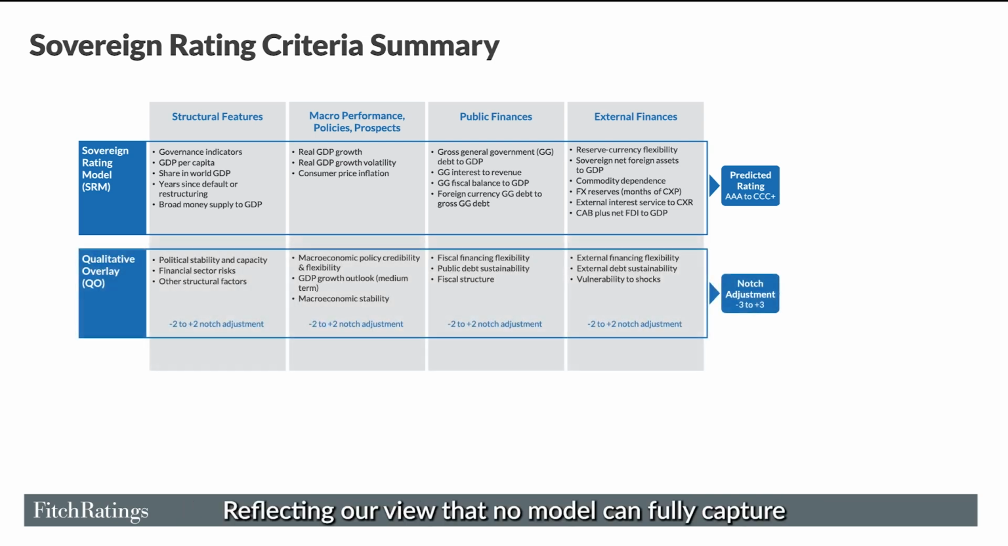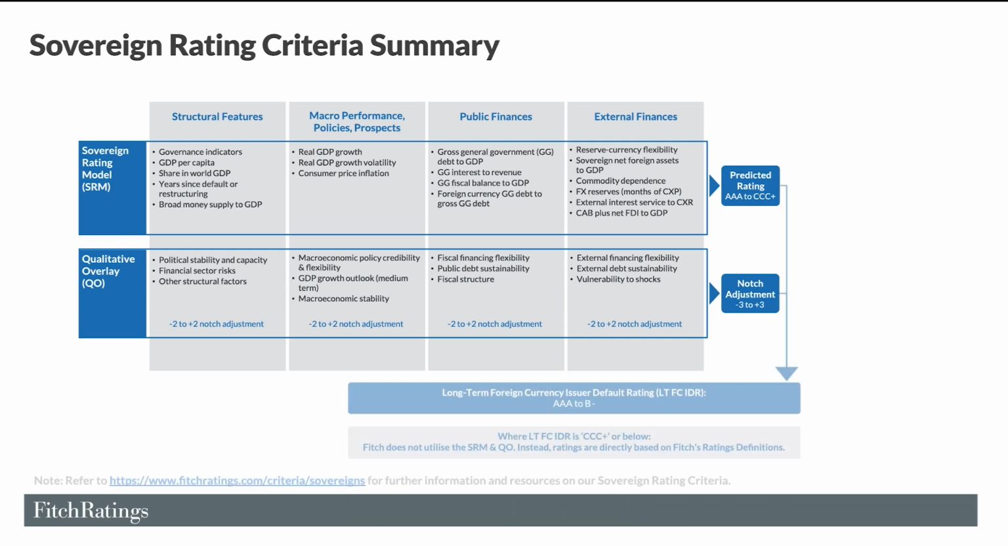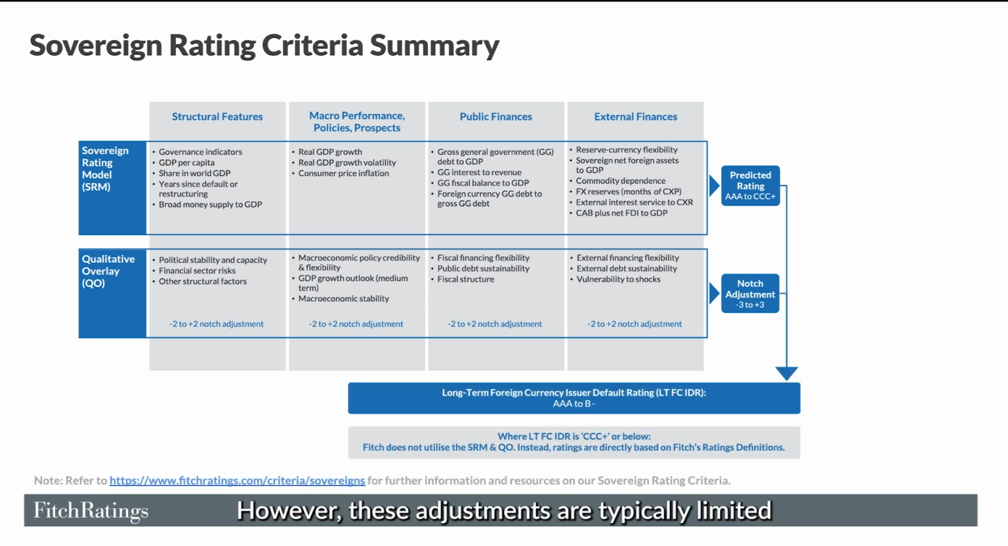Reflecting our view that no model can fully capture all the relevant influences on sovereign creditworthiness, Fitch's Sovereign Rating Committee can then apply qualitative overlay notch adjustments to arrive at the final rating. However, these adjustments are typically limited to plus or minus 3 notches, preserving the role of the SRM in our rating assessment. The qualitative overlay adjustment framework is not the focus of our interactive SRM tool.